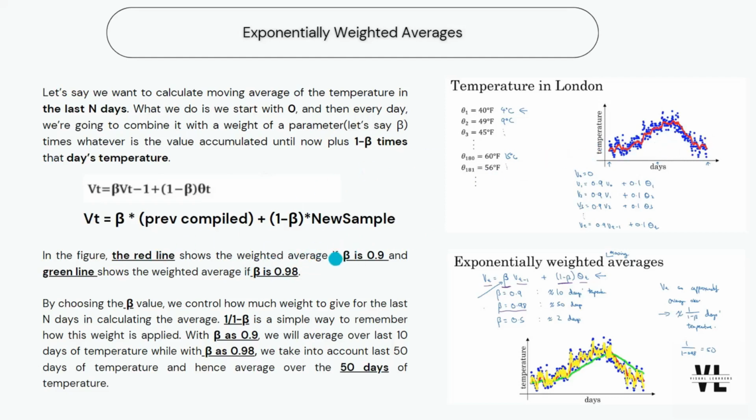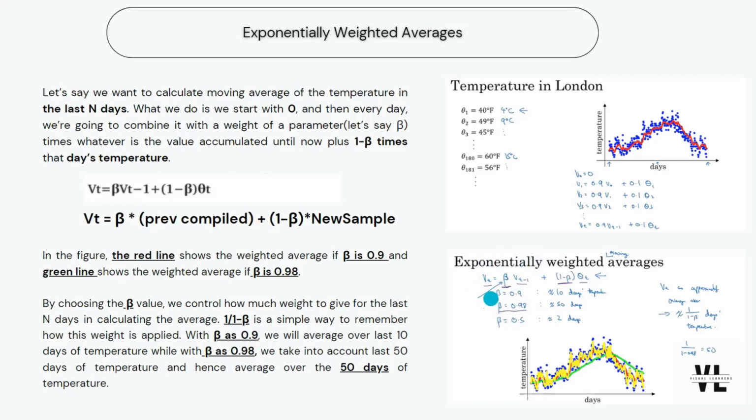So beta is one kind of hyperparameter that we introduce besides the learning rate, alpha, which we have introduced previously. By choosing the beta value, we control how much weight to give for the last n days in calculating the average. So when we use different values for beta, we basically choose the type of weight assigned to the previously computed averages for the temperature, because it decides the amount that we associate for each value.